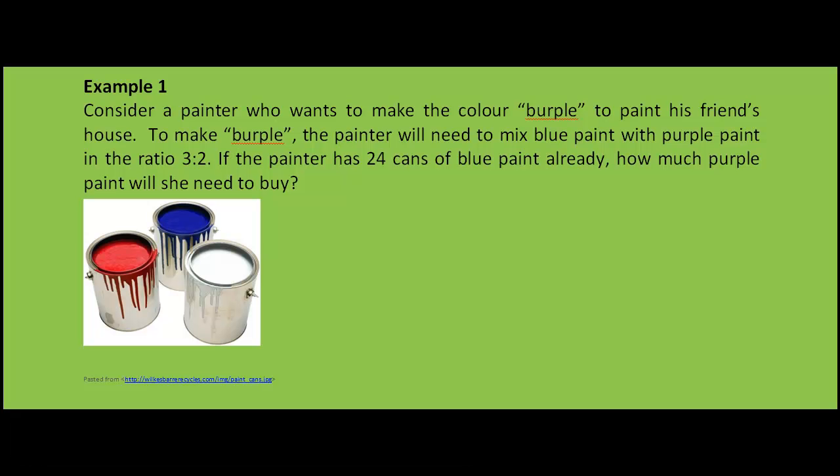Okay, in this unlikely example, let's consider a painter who wants to make the color purple to paint her friend's house. To make purple, the painter will need to mix blue paint with purple paint in the ratio 3:2. If the painter has 24 cans of blue paint already, how much purple paint will she need to buy? One way to work out the answer is to list multiples of the given ratio, equivalent ratios, until 24 appears on the blue paint side of the ratio. A more efficient way would be to use algebra. Let's look at both methods.